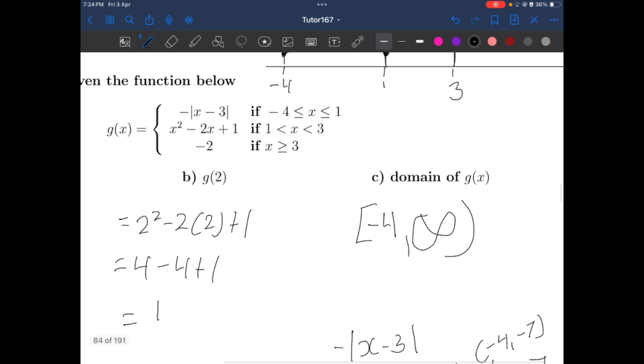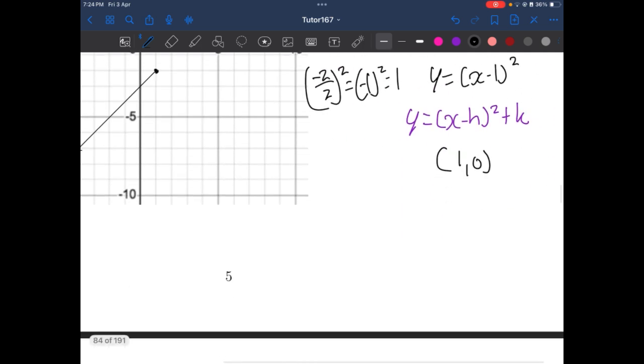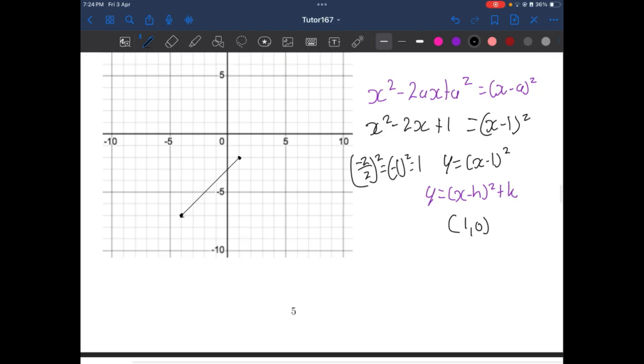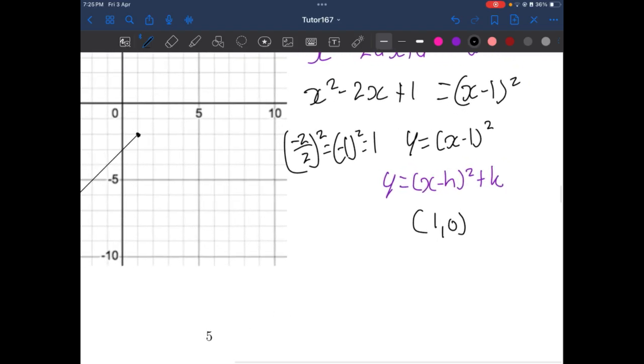So to find our other points, what we're going to do is substitute the boundary points into the formula. So 1 and 3. We're going to substitute 1 and 3 into that formula. So that'll be 1 squared minus 2 times 1 plus 1. That's just equal to 0, because 1 squared is 1, minus 2 is negative 1, plus 1 is 0. So our point there would be (1, 0).